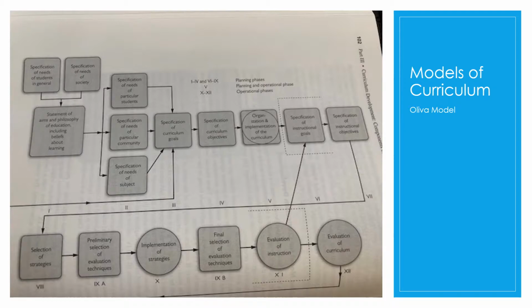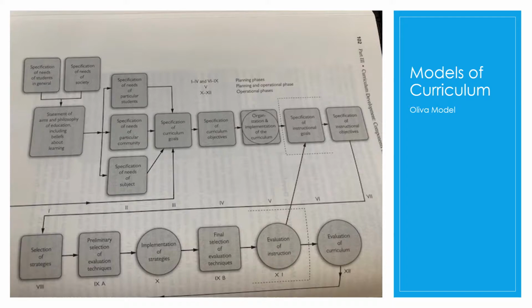Then we have the Oliva model. So Oliva's model is a deductive model, and it has 12 components. So in the diagram, squares are used to represent the planning phases, and circles are the operational phases. So component 1 includes stating the goals and principles of the curriculum. So that's very similar to Tyler's screens.